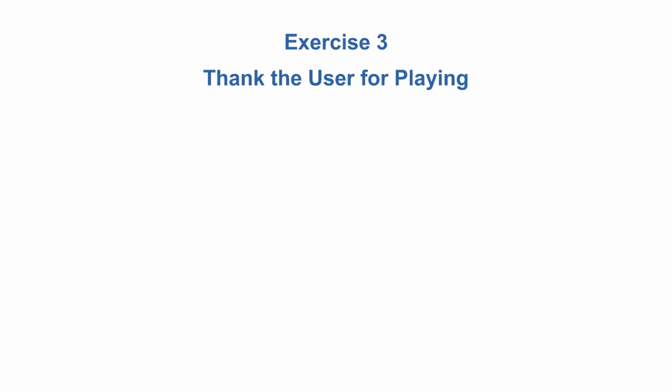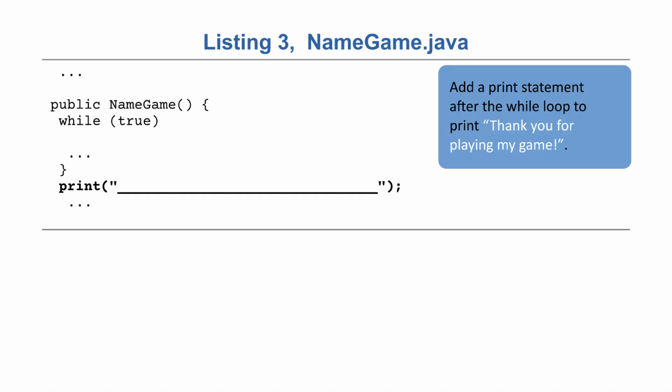What if you wanted to quit asking names and then do something else? For example, print, "Thank you for playing my game," when the user decides to quit. Exercise 3. Thank the user for playing. Add a print statement after the while loop to print, "Thank you for playing my game."